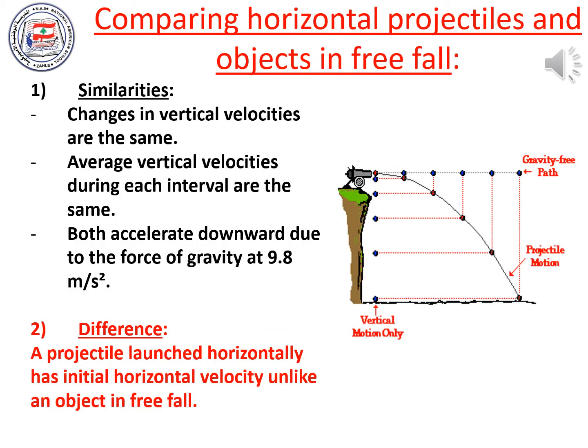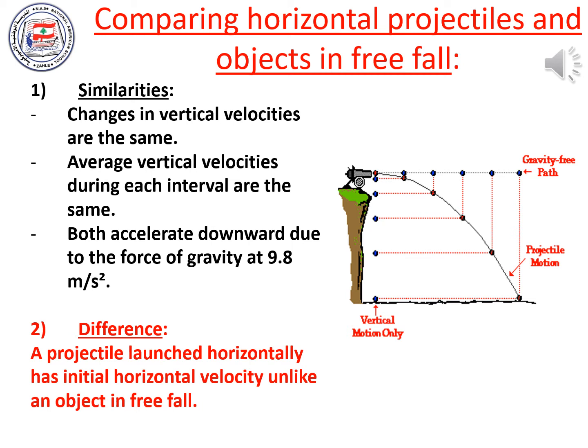Now comparing horizontal projectiles and objects in freefall. An object in freefall is an object that is dropped. As you can see in the figure in front of you, the first ball that is dropped downwards is an object in freefall. An object that has a horizontal projectile motion is an object that is thrown horizontally. As you can see in the figure in front of you, the ball that is colored red is a horizontal projectile. So first, they have several similarities.